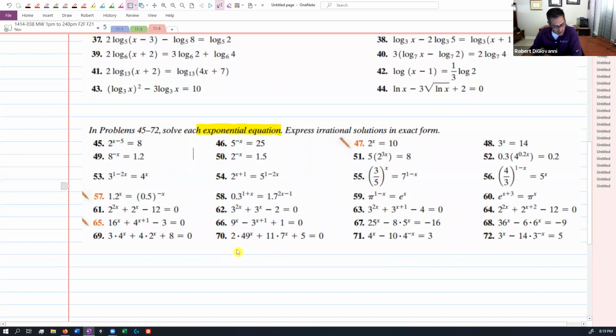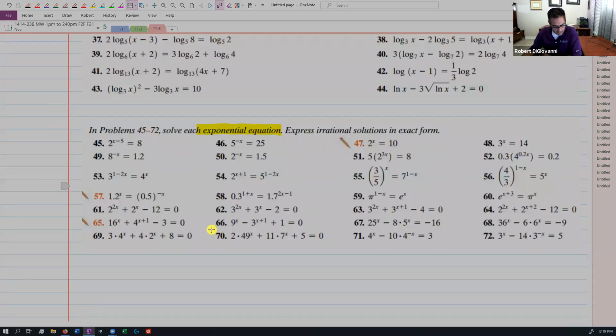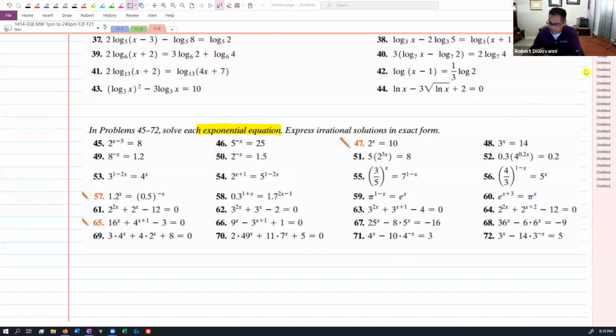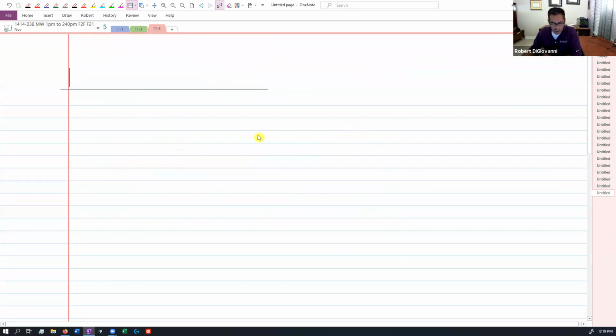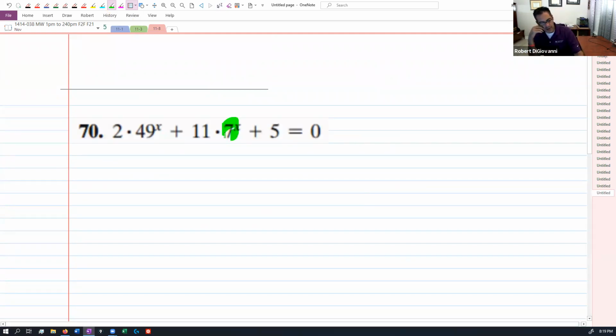That was 68. Look at 70, it looks ugly. It looks ugly, but it's not that bad. The thing is that it's hiding from you here. You've got another quadratic hidden here, 7 to the x. I can rewrite the 49 as 7 squared to the x, but that's the same as 7 to the x squared. So this becomes 2 times 7 to the x squared. Remember, you can't put the 2 and 7 there together. Plus 11 times 7 to the x plus 5 equals 0.